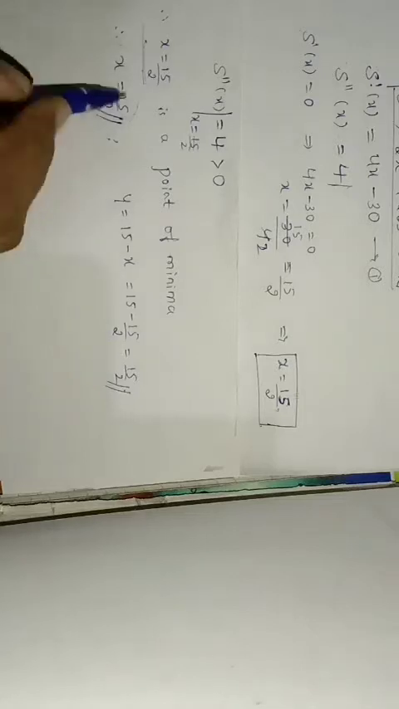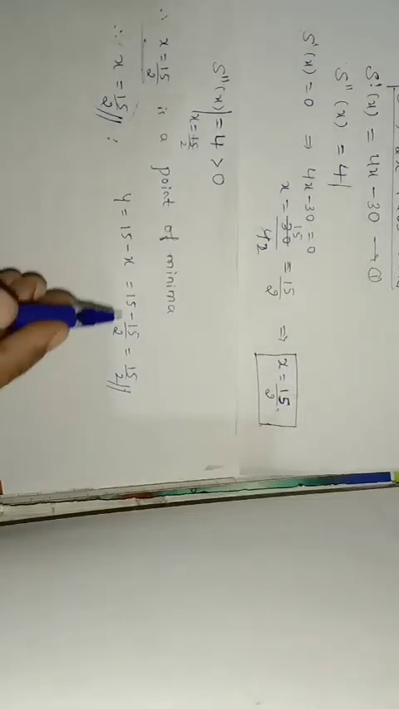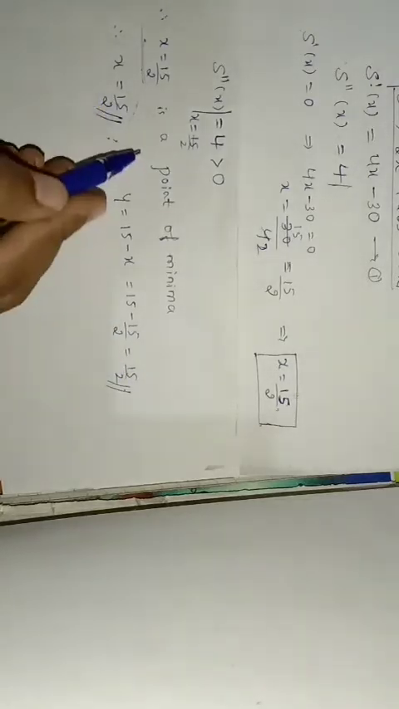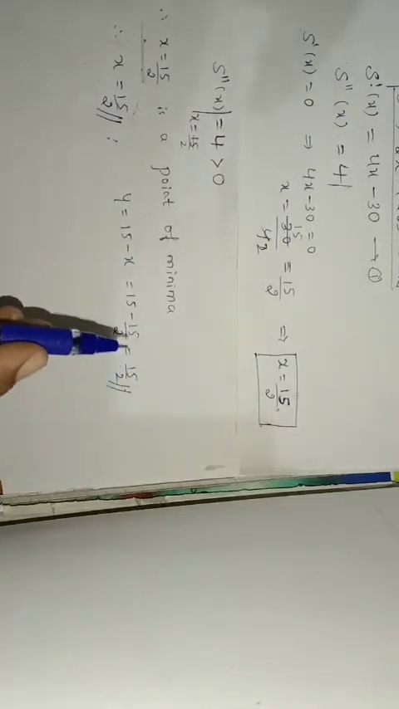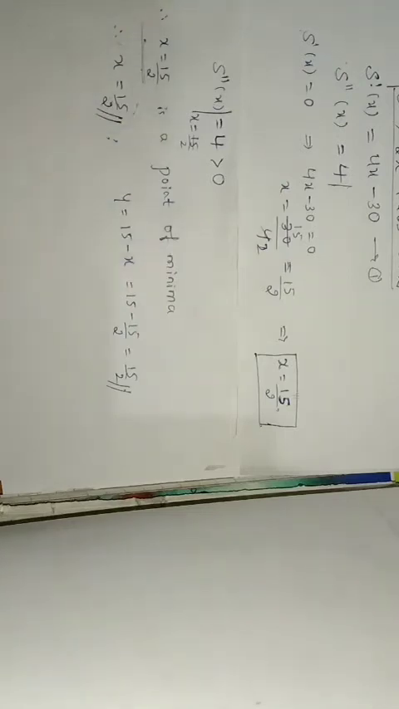Okay, if you add these two, the sum of these two numbers is 15, and if you add the squares of these two numbers, that will be the minimum, that gives the minimum.